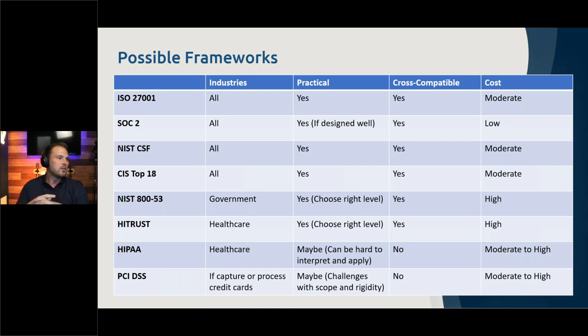So you take ISO. It's applicable to a lot of industries. It's international, fairly practical in nature. It's cross-compatible. You can map across multiple frameworks, or you can adopt a custom control set for ISO 27001. And then cost to implement it is, I would say, moderate. It's kind of middle of the road in terms of effort and monetary cost to implement that type of framework.